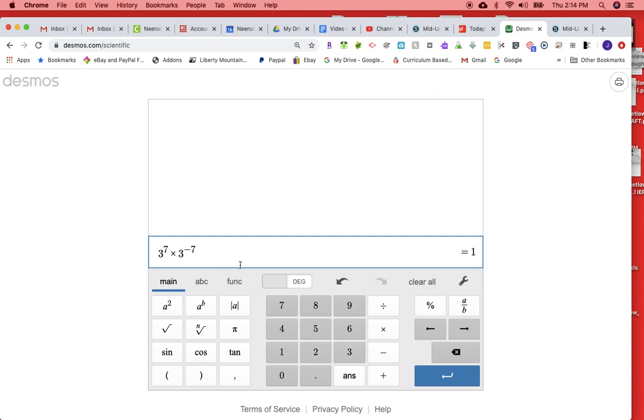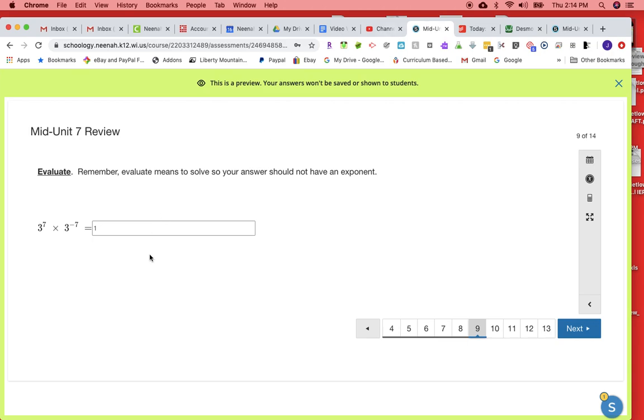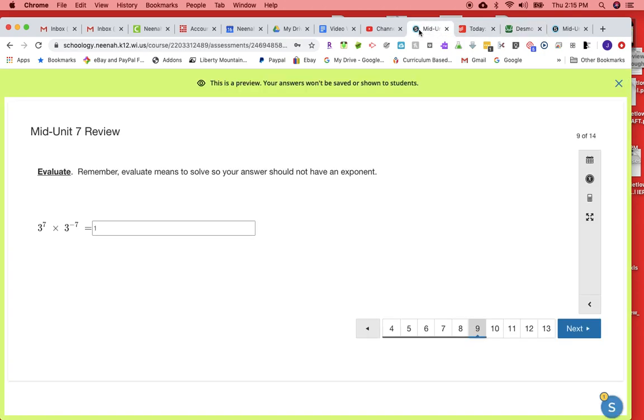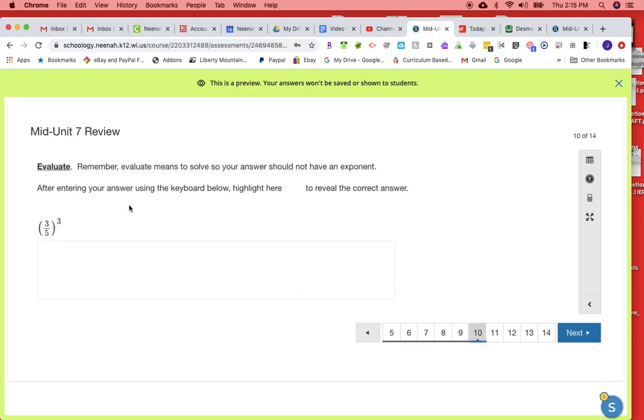So that's another way you can do this. You could try copying and pasting, but if you're getting goofed up on this, I don't recommend it. You might want to open up 2 windows, with the Desmos calculator on one side and the test or the review on the other side, where you can see the problem and just type it in. All right, moving on to number 10, we have to evaluate again.